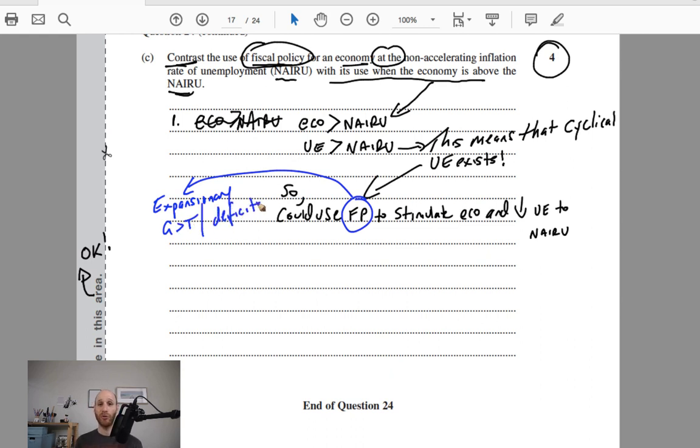The government could use fiscal policy to stimulate the economy, so to give aggregate demand a boost and reduce the rate of unemployment down to the NAIRU by eliminating cyclical unemployment. And in terms of how fiscal policy could be used, well, we're talking about expansionary fiscal, where government spending exceeds taxation revenue. This could be a deficit or it could be a smaller surplus. So this is our first situation, if the economy is above the NAIRU. Now let's go to the second situation, which I think is a little bit more complicated.